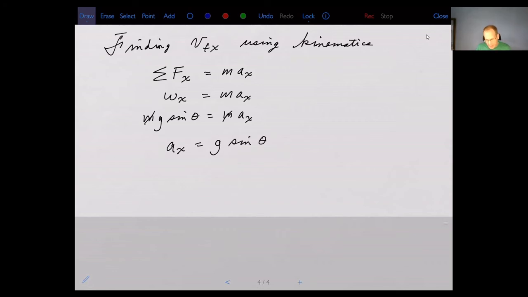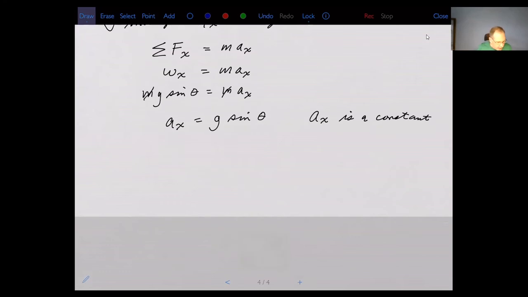theta. But theta is constant, right? Because that angle is not changing. It's the same constant angle that the track makes with the horizontal. And g, of course, is a constant. So the acceleration is a constant. So we know that acceleration is a constant. Okay, well, now what we can do is we can actually compute the average velocity 2 different ways.